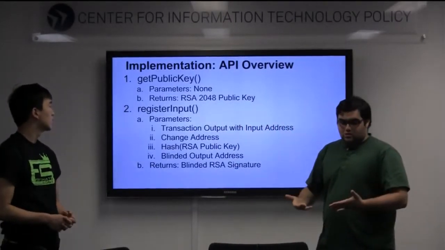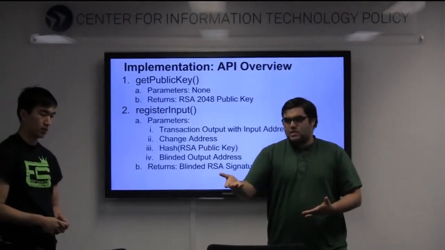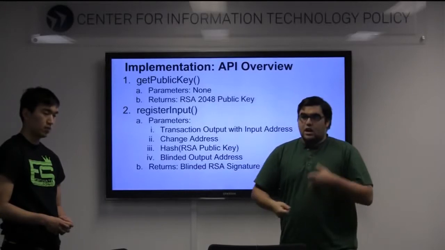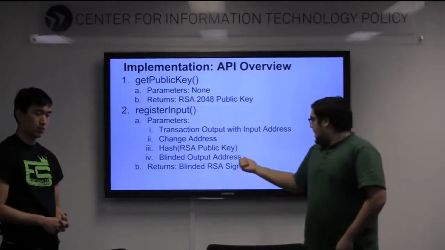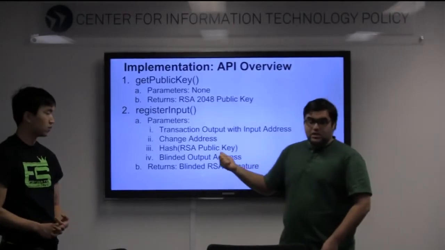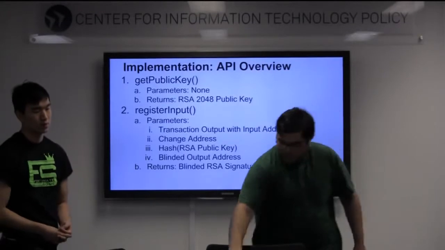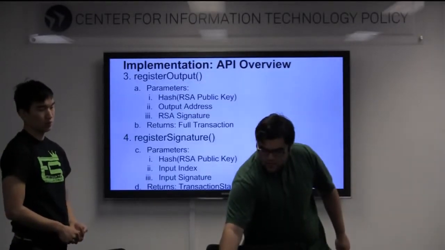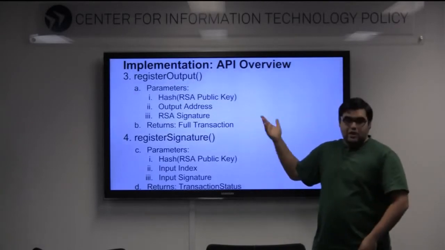Then the client can register their input by supplying a transaction output that they want to be redeemed by their input address, an optional change address, which will only be needed in the first round, the hash of the public key, which serves to identify the transaction, and the blind output address that's blinded and needs a signature. So the server will sign from that transaction's public key. Client disconnects and reconnects to register their output.